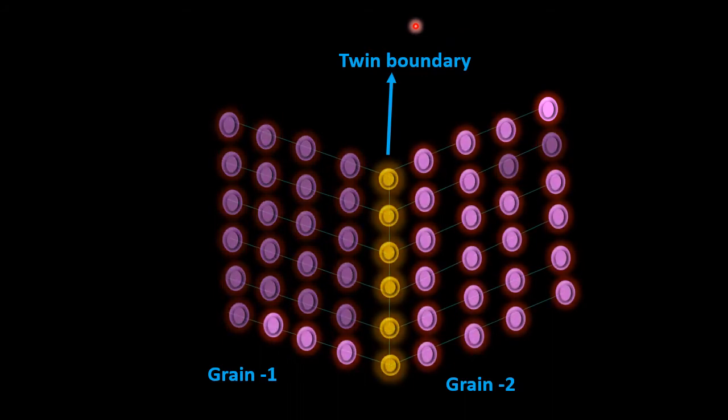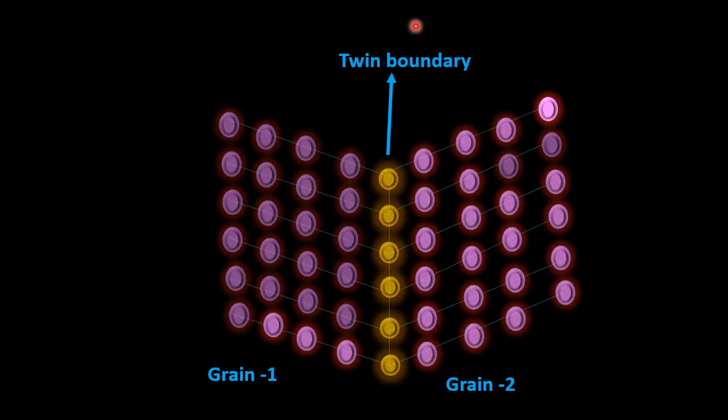So twinning is of two types. That is, there are mechanical twins and there are annealing twins. The mechanical twins result from the displacements that are produced by applied mechanical shear forces. Such a type of twinning is called mechanical twins.